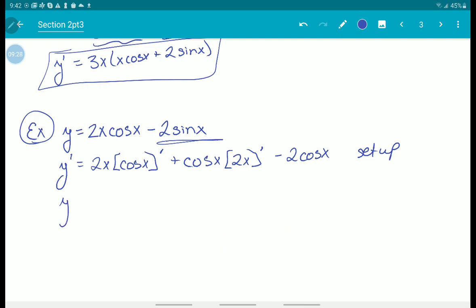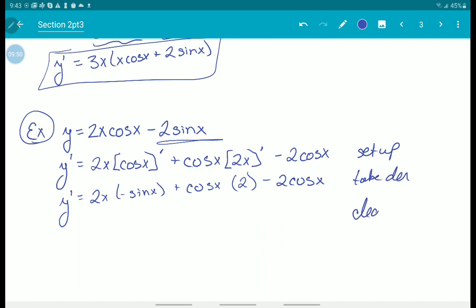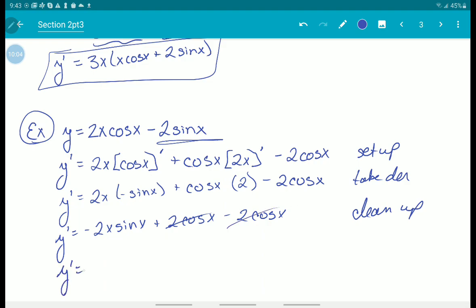So now we're going to take derivatives. Derivative of the cosine is negative sine. Derivative of 2x is 2. So that's where we take derivatives. And then now we're going to clean up. So I have negative 2x sine of x plus 2 cosine of x minus 2 cosine of x. Notice that that reduces. So my derivative is negative 2x sine of x.